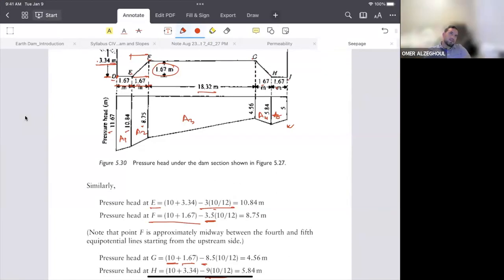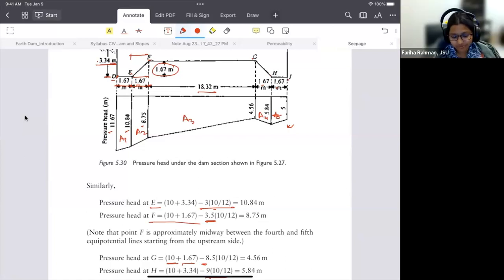H1 plus H2 over... no, to H. How to calculate the area of the trapezoid? Half into the addition of the two sides, into the distance. Half into the addition of the lengths of the two parallel lines, into the distance between the parallel lines.